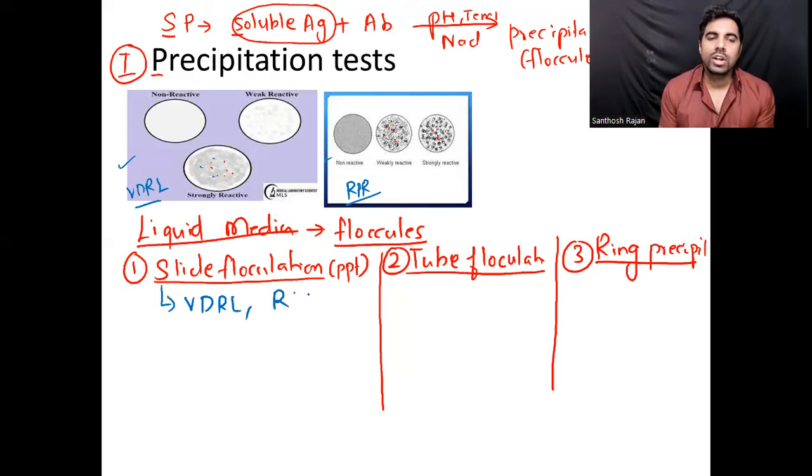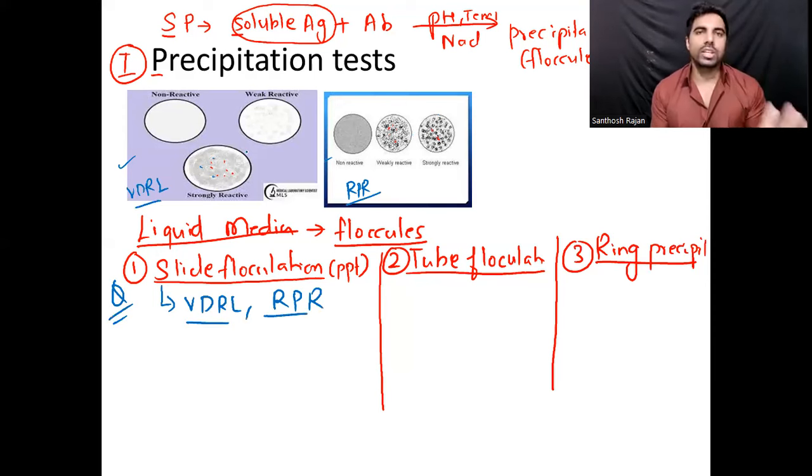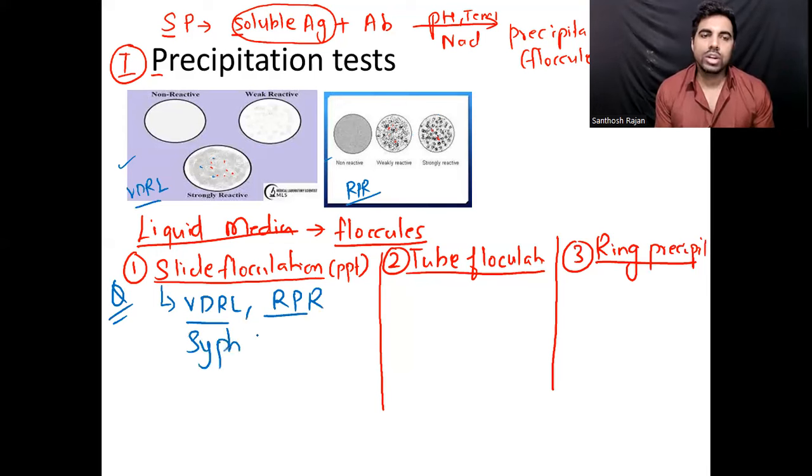Many times, this was asked in your NEET PG and also in FMG, repeated many, many times. So both VDRL and RPR, that's what I gave the picture. Here you have to just remember, they are slide tests for diagnosing syphilis. Both are used for screening of syphilis only. They are not confirmatory tests, just screening tests, and very sensitive screening tests.